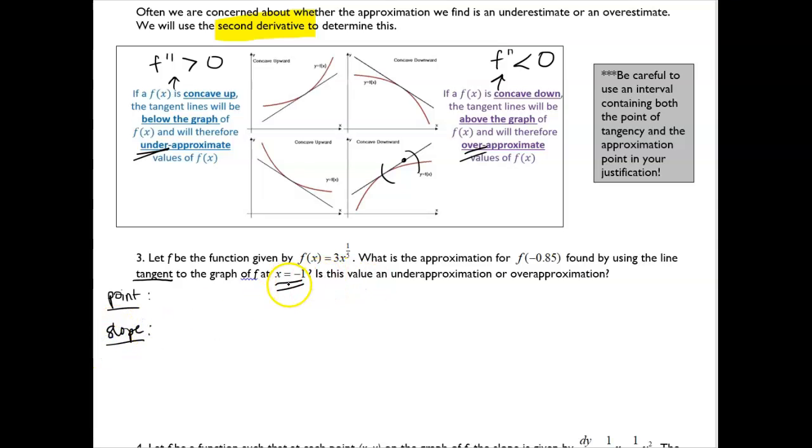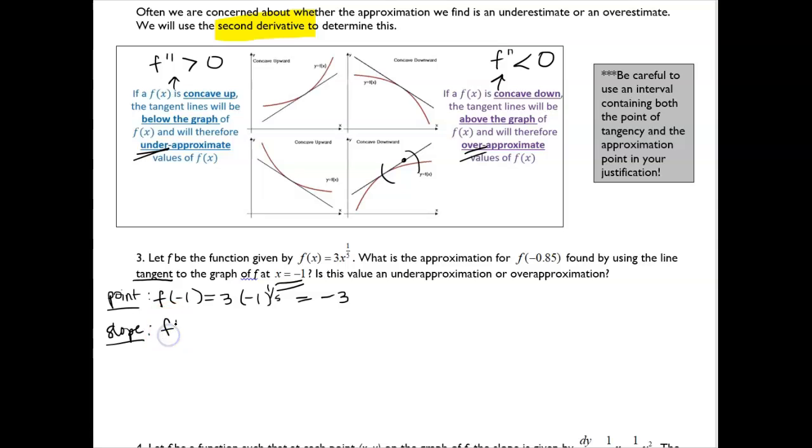So for my point, I know my x value is -1. I'm going to plug that into my original equation, f of x. Now that 1/5 means 5th root of -1. Since that's odd, it will just be -1, so this is -3.